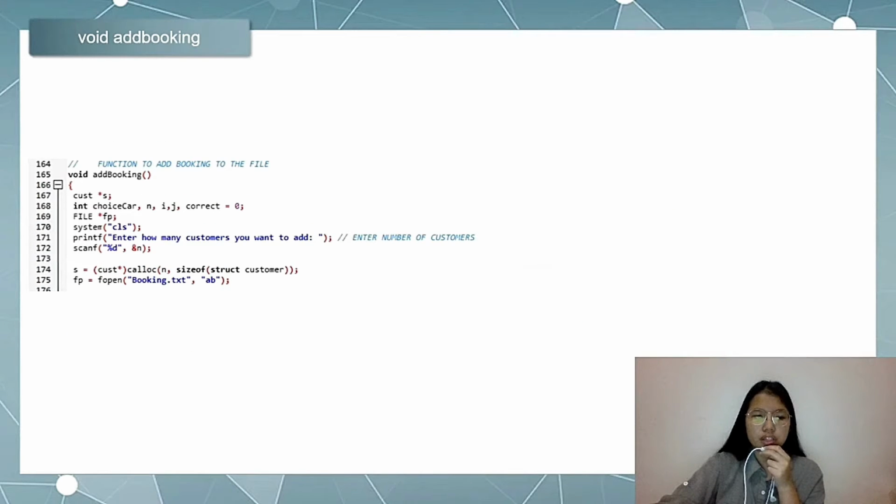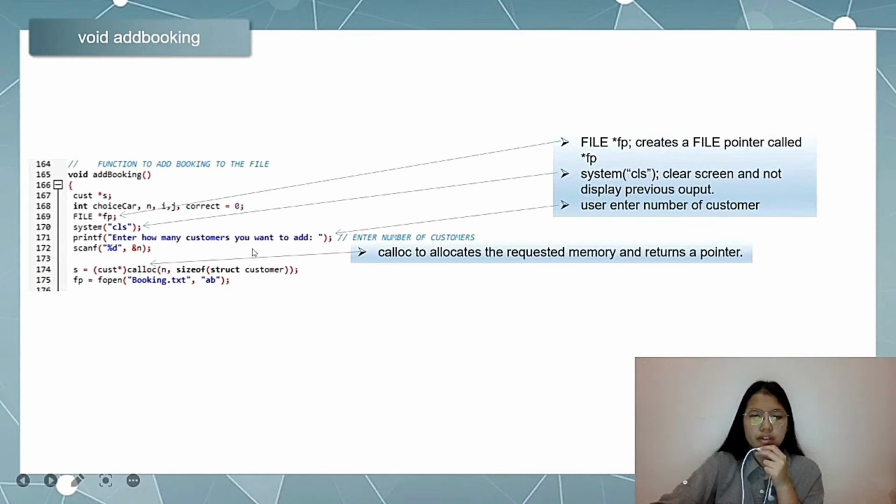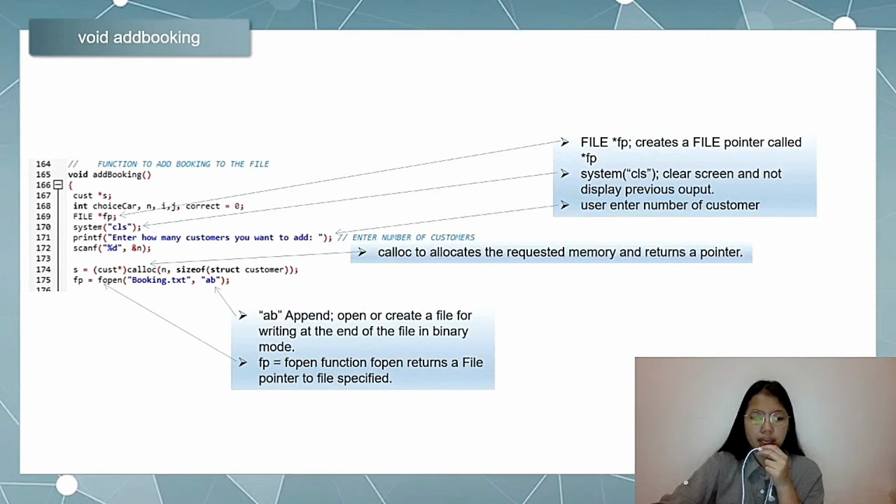This function is to add a booking to the file. File *fp creates a file pointer called fp. System CLS clears the screen and does not display previous output. The user will enter the number of customers. Calloc is used to allocate the requested memory and return a pointer. Append opens or creates a file for writing at the end of the file in binary mode. The fopen function returns a file pointer to the file specified.